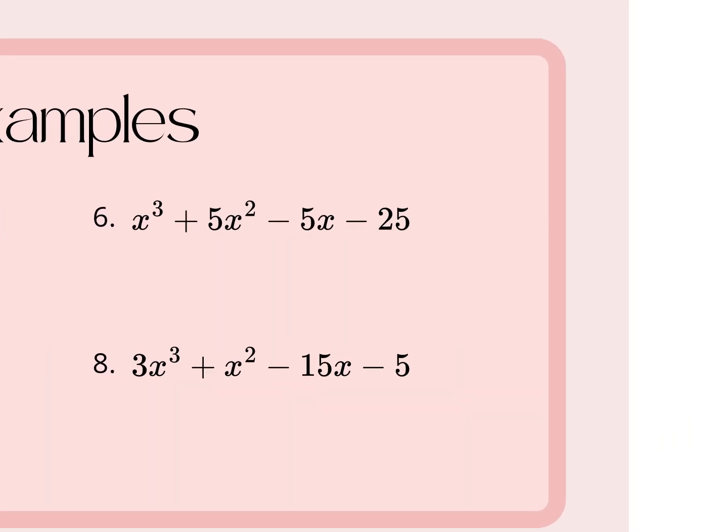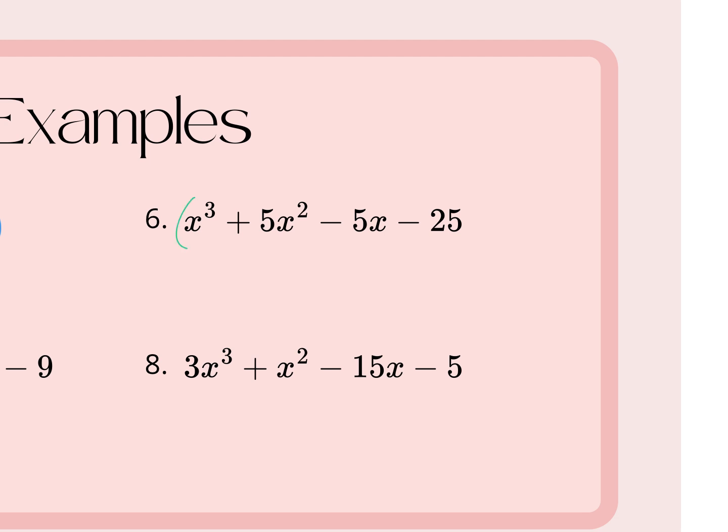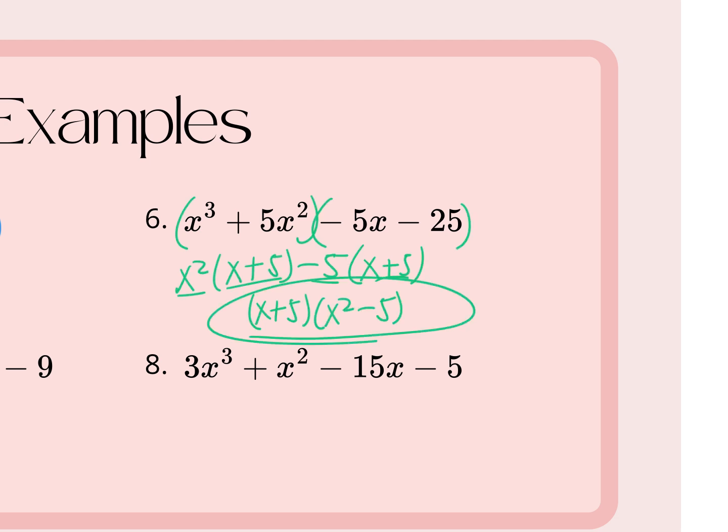All right, same thing with the next one. Group the first 2, group the second 2, and I can take out an x squared from our first group. I'm left with an x plus 5. I can take out a negative 5 from the next group, and I'm also left with an x plus 5. These parentheses match. I can write it once. The x squared and the minus 5 are left over. That's going to be its own set of parentheses, and this would be my final answer.